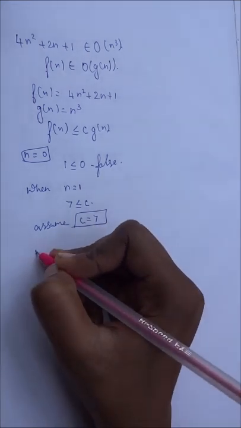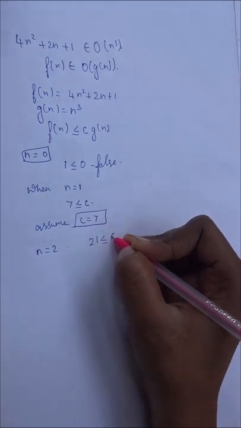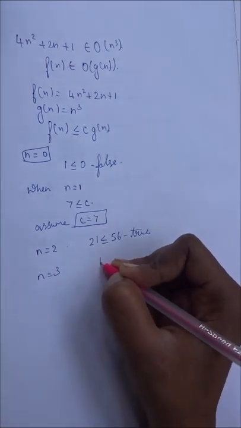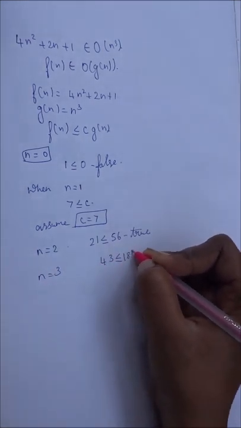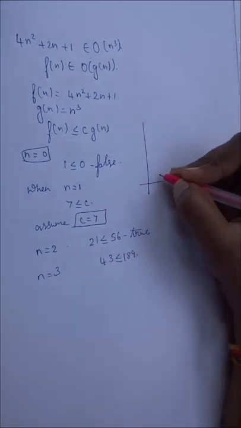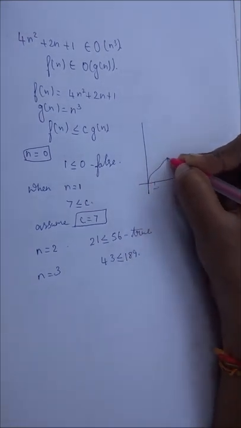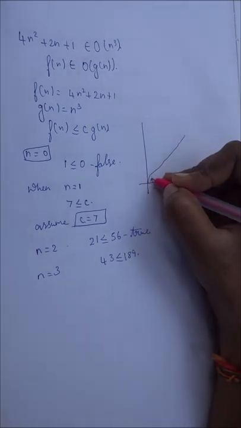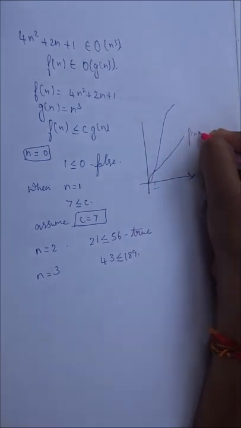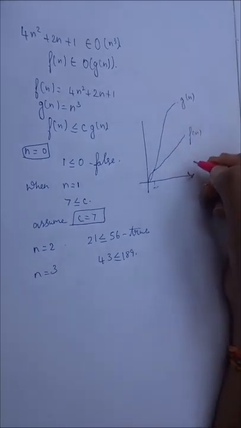With c equal to 7, we apply n equal to 2. We get 21 less than or equal to 56. This condition is true. And let's apply n equal to 3. We get 43 less than or equal to 189. For this, let's plot a graph. This is n naught. When we plot the graph, we get something like this. This is f of n and this is g of n. So f of n is bounded above by g of n.